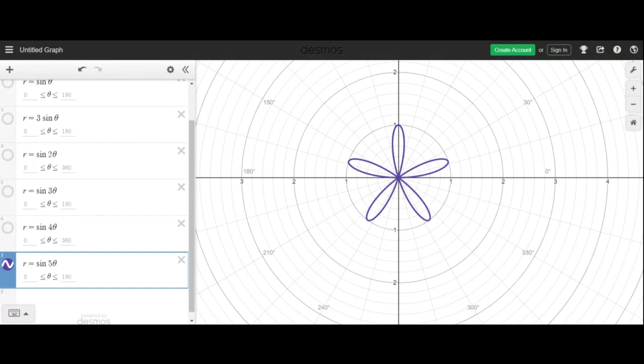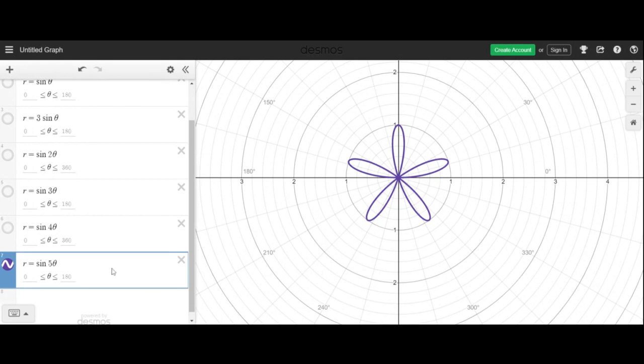The even numbers double. Exactly. So if we've got an even number in front of theta, we're going to have twice that number of petals on these flowers. If it's odd, then we get exactly that number of petals.